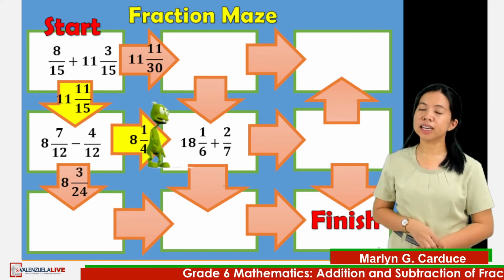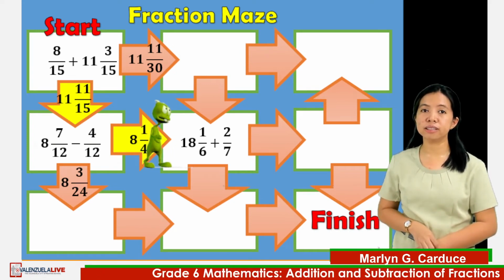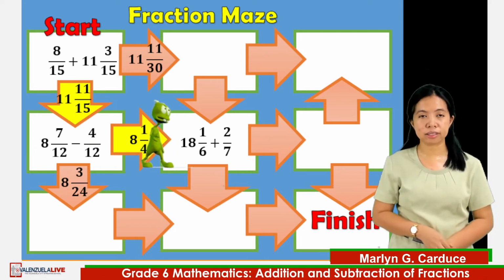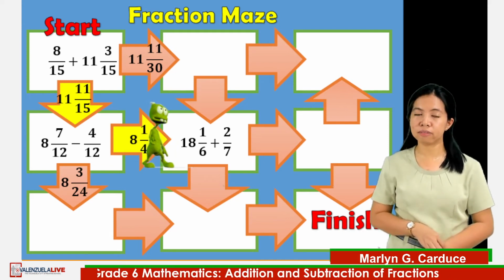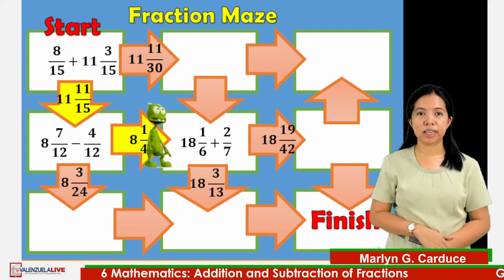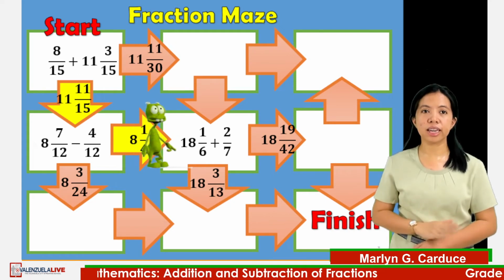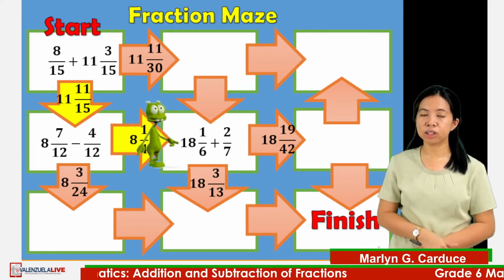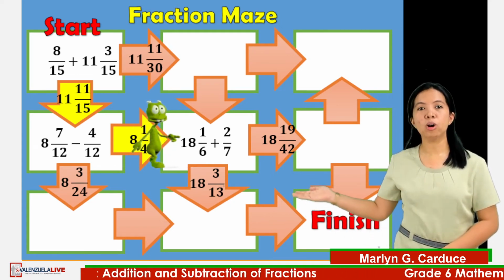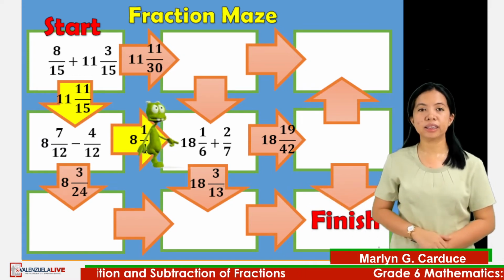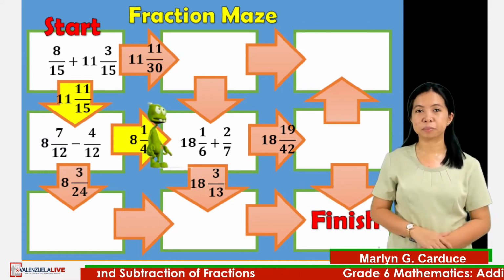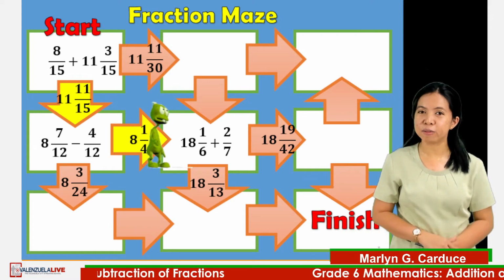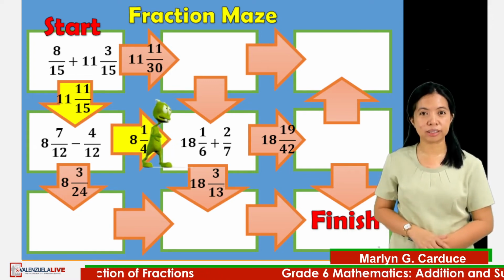Okay, this time let's add the fractions 18 and 1/6 and 2/7. Is the answer 18 and 19 over 42 or 18 and 3 over 13? Again, write your answer in the comment box.